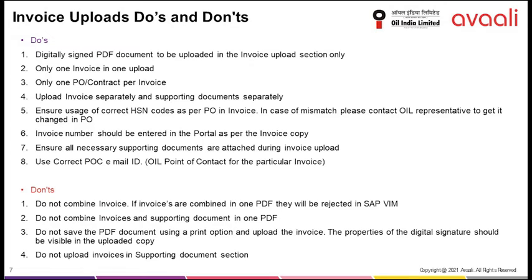Whenever you are referencing a purchase order or a contract, please make sure that in each invoice you have only one PO referred. However, for a purchase order, you can have multiple invoices uploaded. In case you are doing partial shipment or partial supplies, the system will accept up to the purchase order quantity. So you can do multiple invoices for a purchase order.